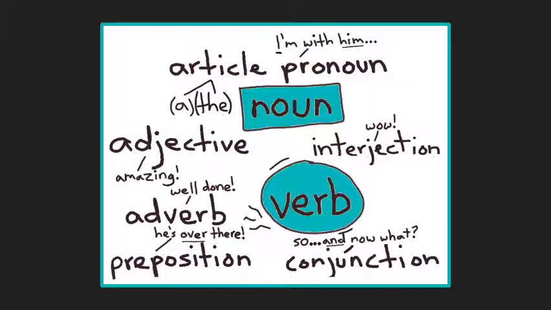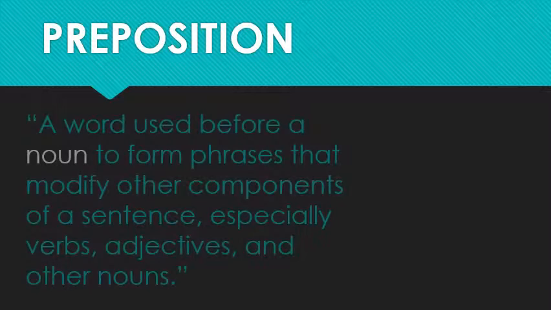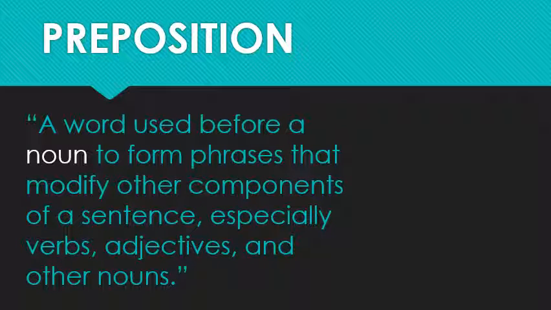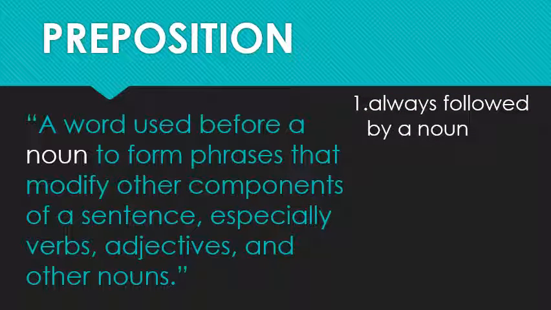What is a preposition? Well, a preposition is a word used before a noun to form phrases that modify other components of a sentence, especially verbs, adjectives, and other nouns. There's a couple things I want you to take from this definition. Number one, prepositions are always followed by a noun. Now that can be a regular noun, or it can also include verbal nouns. So verbs that end in ing, they're actually not verbs anymore. They're nouns.